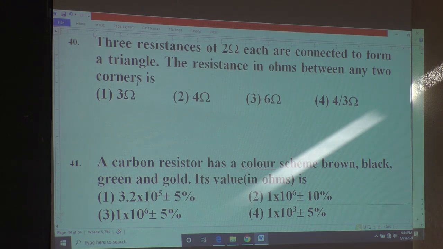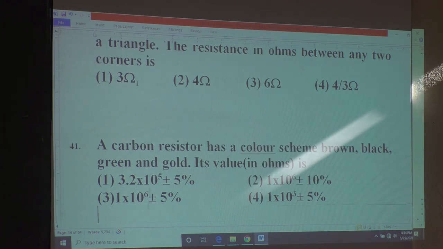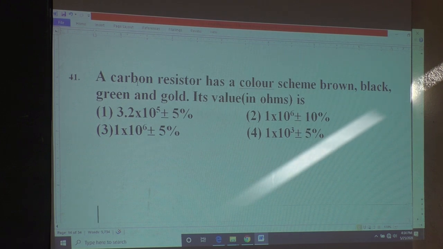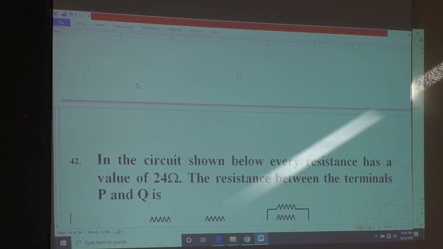Next, a carbon resistor has a color scheme as shown below. Okay, now it's correct. Carbon resistor has color scheme brown, black, green and gold. Its value is very easy. Brown 1, black 0, green 10 to the power 5. 1 0 10 to the power 5, and gold plus or minus 5%. 1 0 10 to the power 5 means 1 into 10 to the power 6 plus or minus 5%. Option 3. Third option. Very easy problem.